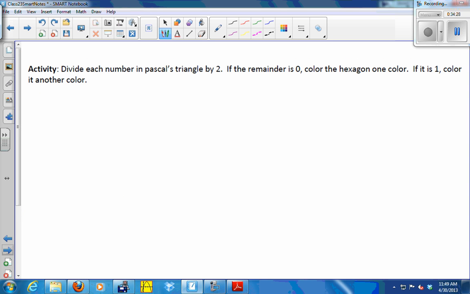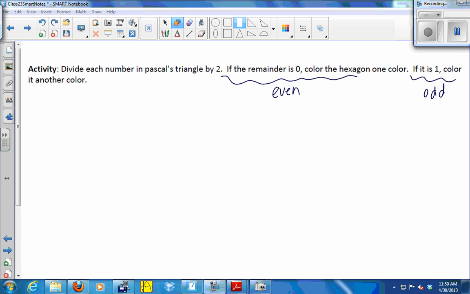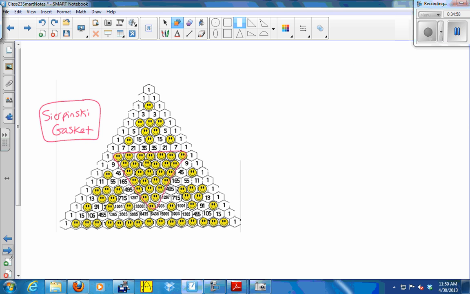All right, so what I want you to do, you have a large Pascal's triangle on the next page. Take each number in Pascal's triangle and divide it by 2. If the remainder is 0, color it one color. And if the remainder is 1, color it another color. So that is, if it's even, color it one color. And if it's odd, color it another color. If you don't have 2 colors, just shade one of them and leave the other one white. Okay. Here's my coloring. I put a smiley face on all the evens.